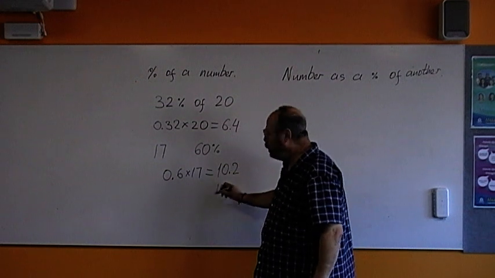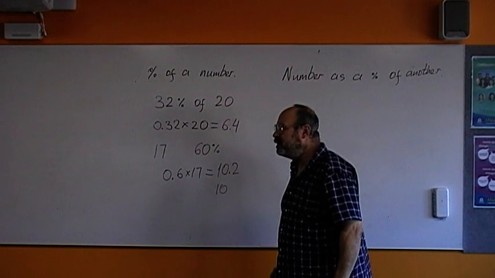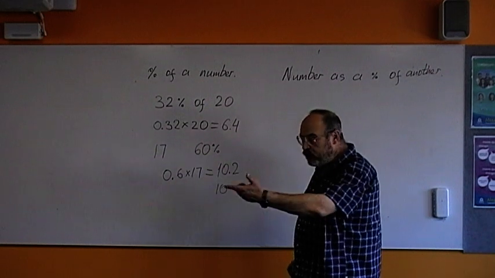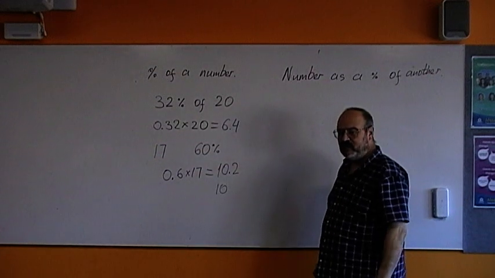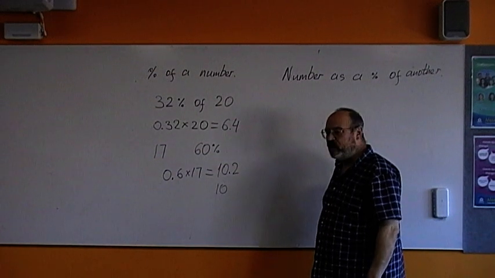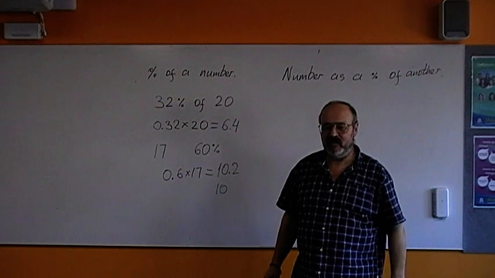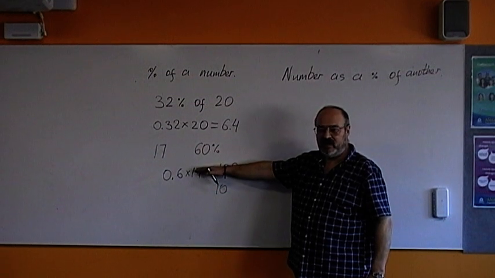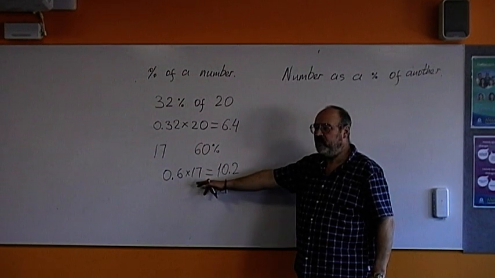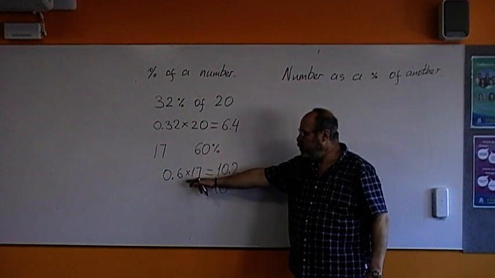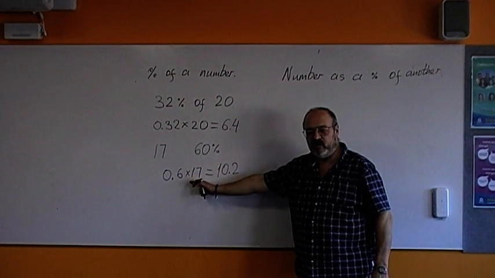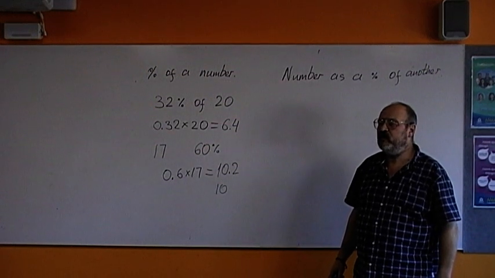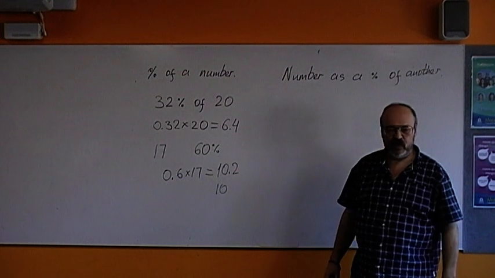So use 0.6 times 17. You can check with the calculator. There are 17 students in the class. We're finding what is 60% of the class. We turn 60% into a decimal and multiply by the number of students in the class. Make sense?